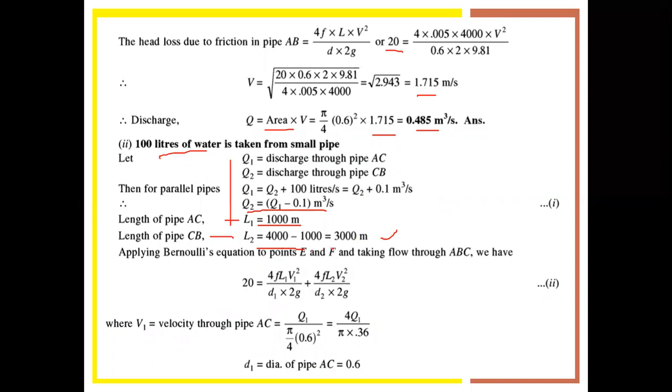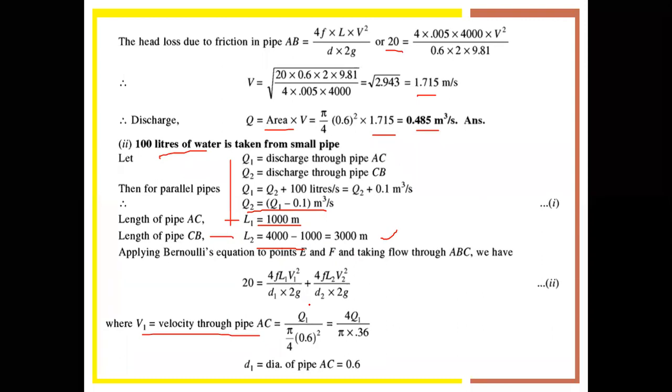Now, applying the Bernoulli's equation, HF is equal to the two pipes in series. That is 4 into F into L1 V1 square by D1 into 2G plus 4 into F into L2 V2 square by D2 into 2G. Therefore, we get the value of V, where V1 is the velocity through AC. Velocity through AC, therefore, Q1 by pi by 4 d square.